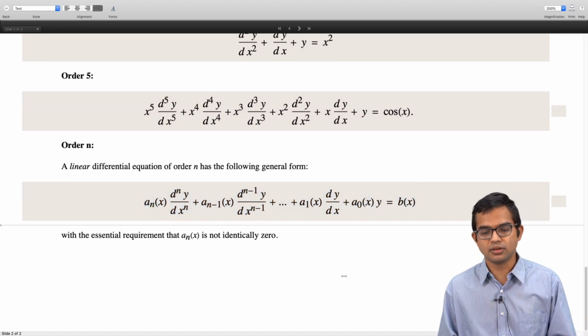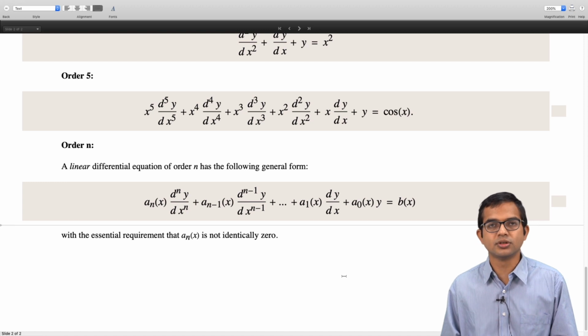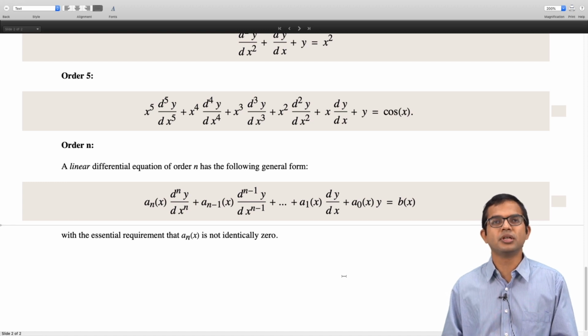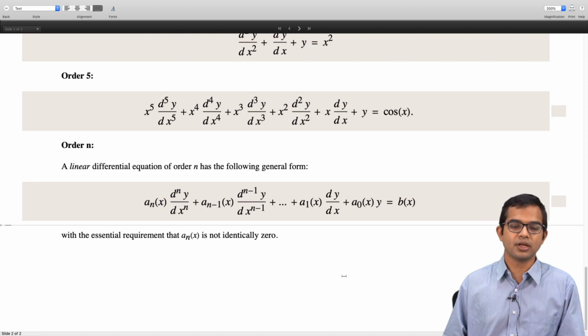Okay, so that's an introduction to ODEs and why we call them ODEs, and some basic concepts pertaining to order and so on.